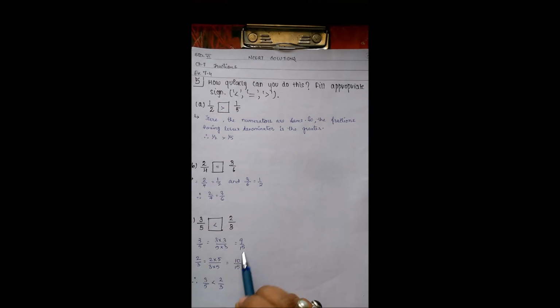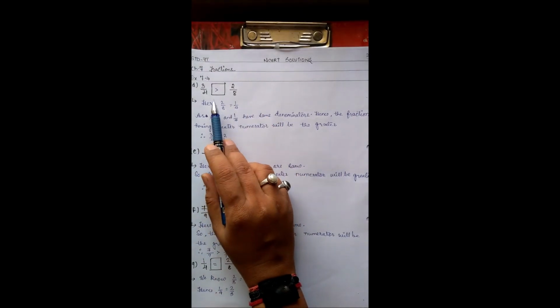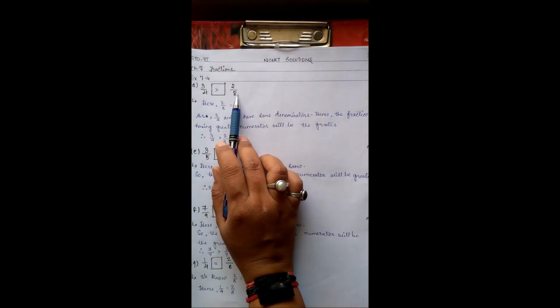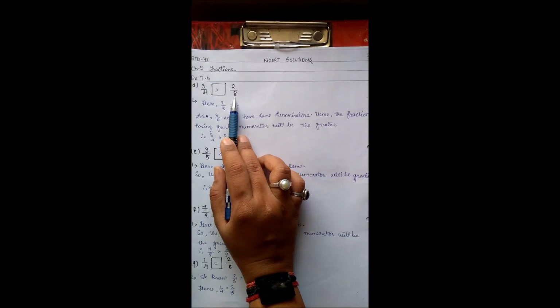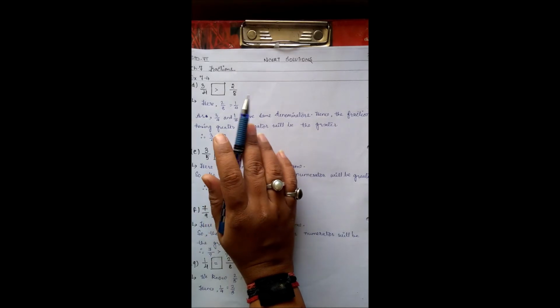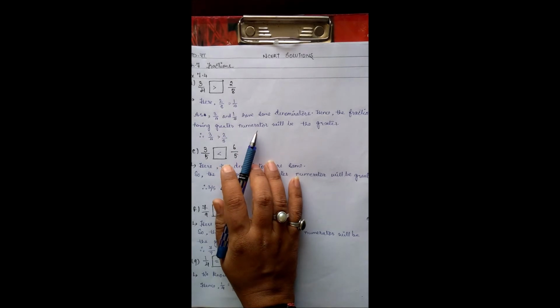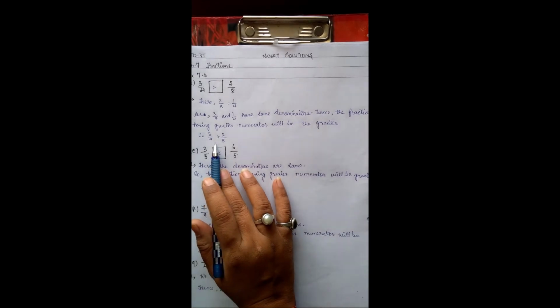Then 3 by 5 and 2 by 3. We will make the denominator equal first and then we will put the sign. Next, 3 by 4 and 2 by 8. If we cut, it will become 1 by 4. So 3 by 4 and 1 by 4. Denominators are same. So the fraction having greater numerator will be the greater. So 3 by 4 is greater.